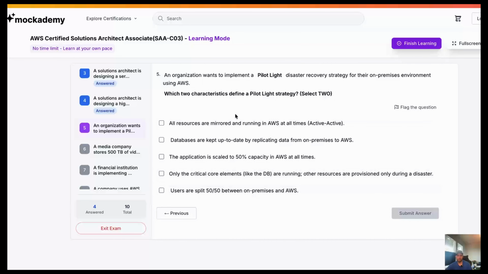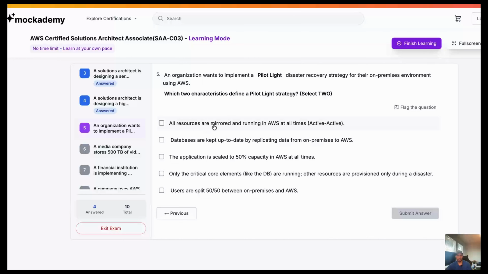Question number 5. An organization wants to implement a pilot light disaster recovery strategy for their on-premises environment using AWS. Which two characteristics define a pilot light strategy? Select 2.